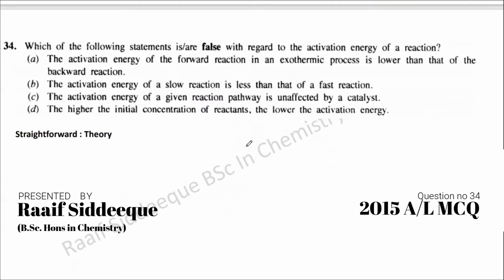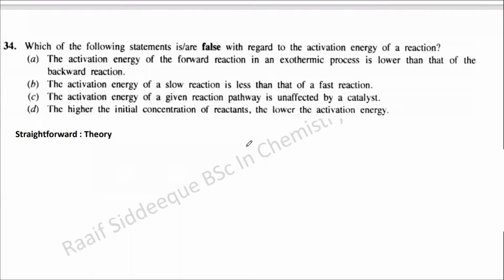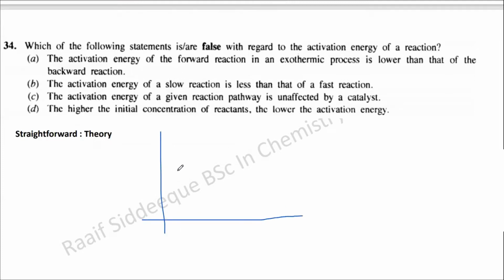Right. So this is another nice question. Which of the following statements is false with regard to activation energy of a reaction? The activation energy of the forward reaction in an exothermic process is lower than that of the backward reaction. So we will draw an exothermic reaction. You know, in an exothermic reaction, the delta G is negative. So that is why I drew the products a little bit lower than the reactants.